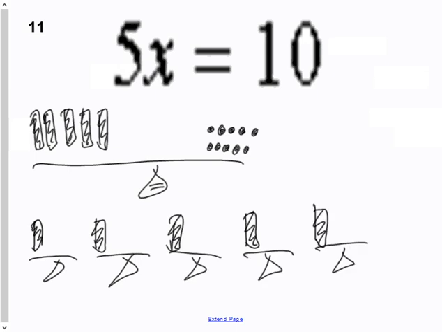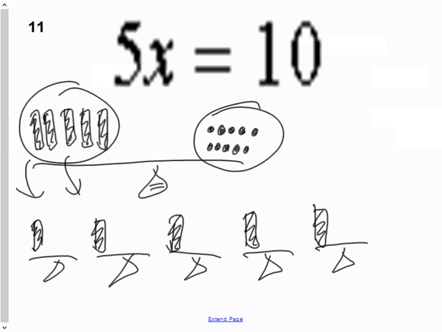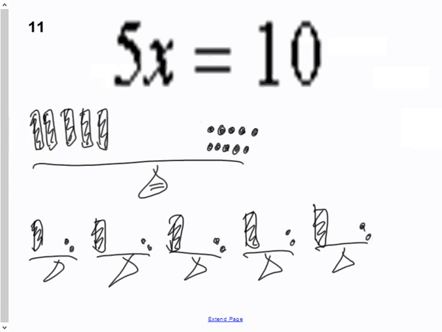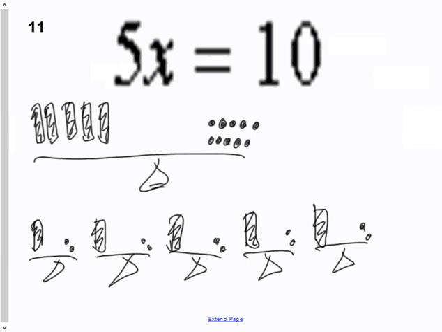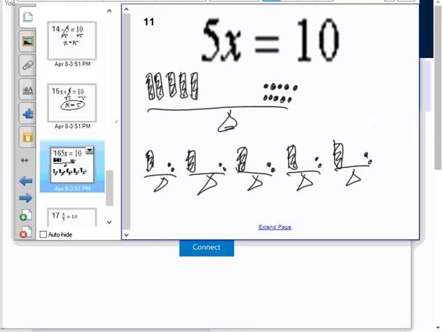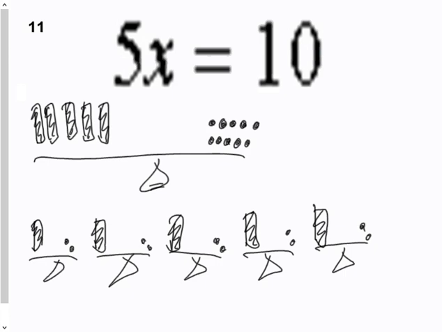So if I took these 5x's and divided them into 5 scales, and took all of these and divided them into the 5 scales, I would have something that looks like this. So these 5x's were divided onto the scales. Oh, those other ones were divided there. And each of these scales therefore says x is equal to 2. So your answer is x is equal to 2. That's if you drew it out.